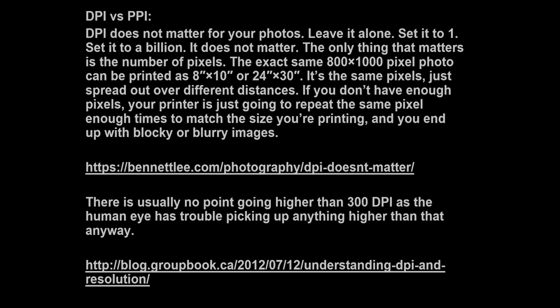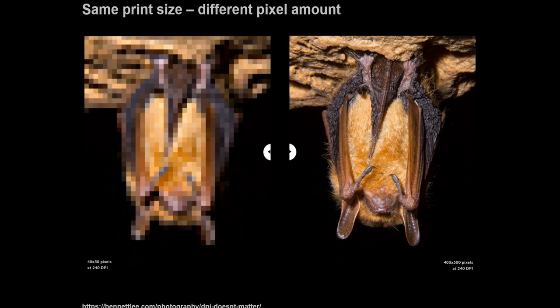There's also something else here about DPI, that greater than 300 dots per inch, the human eye has trouble picking up any differences anyway. You can make it so fine-tuned that it doesn't really matter. The important thing is, how big are you printing it, and how many pixels do you need so it prints clear enough? They did this in this particular link, where they're showing you 40 by 50 pixels and 400 by 500 pixels, and they're both printed at 240 dots per inch. And so you can see how much blurrier this image is than this one, because this has more pixels.